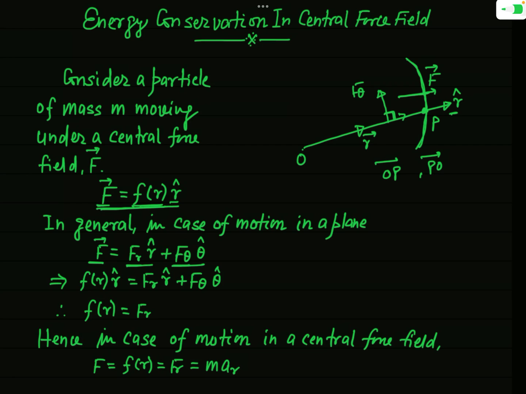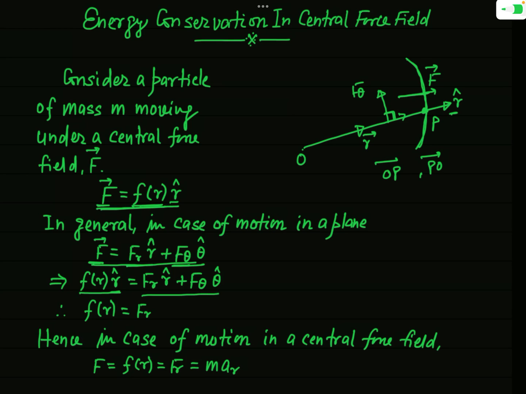But as you have seen, in case of central force, F is completely along r, either in the positive direction of r hat or in the opposite direction of it. So this equation has been written in general, but if you apply this equation for the case of central force, then F is equal to Fr r hat, and that will be equal to Fr r hat plus F theta theta hat.